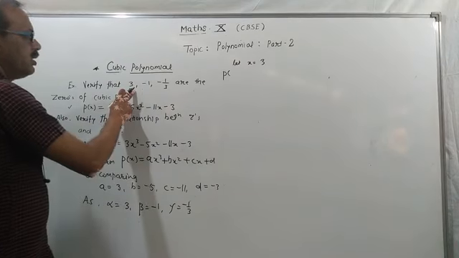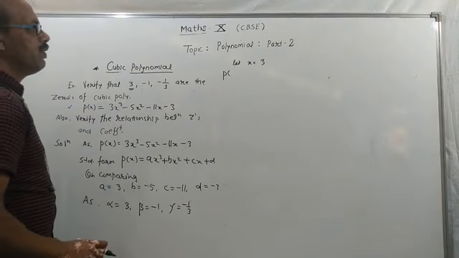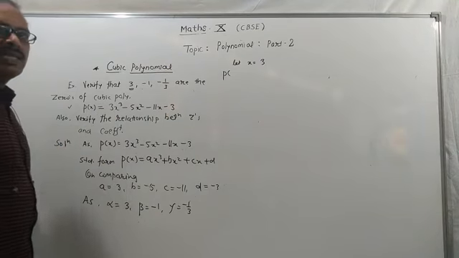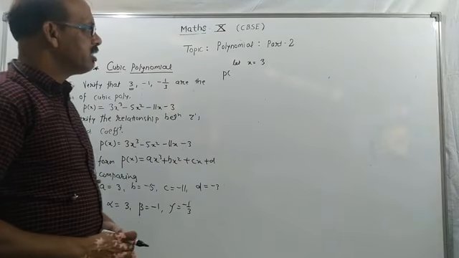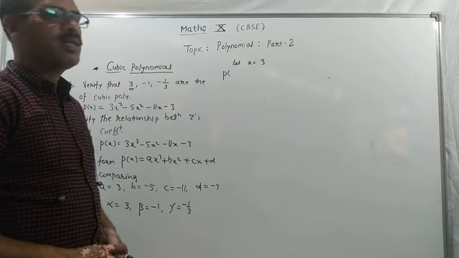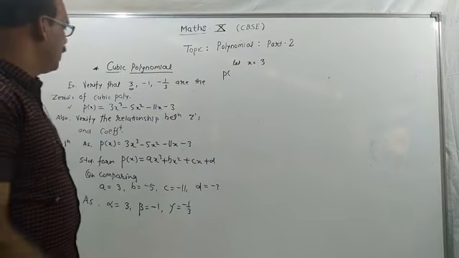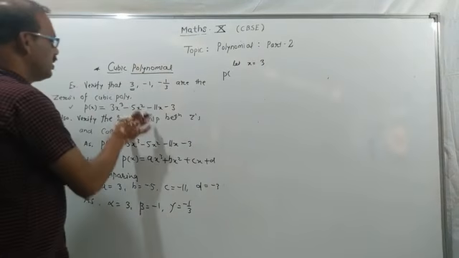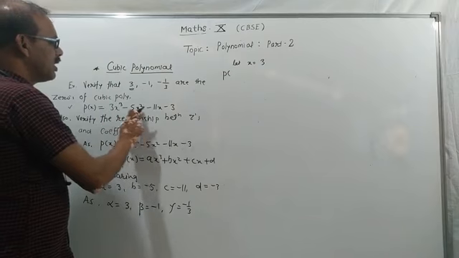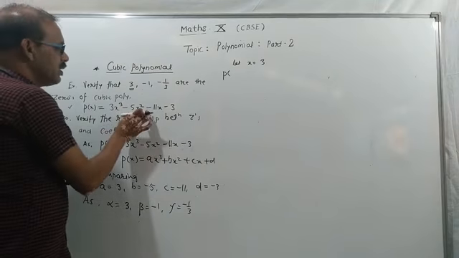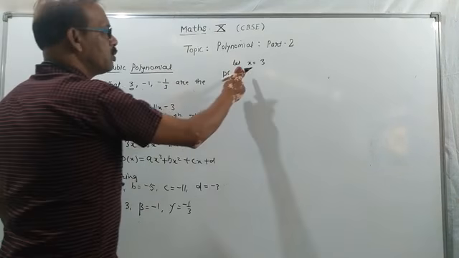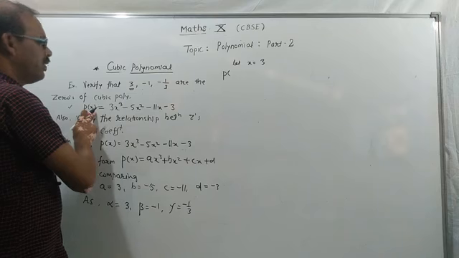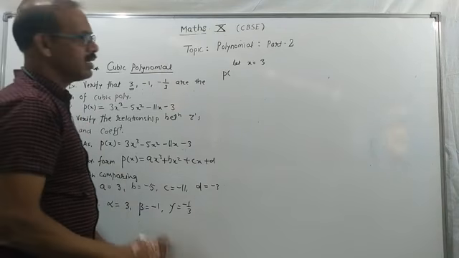If this 3 is a zero of the given polynomial, then we substitute the value of x equal to 3 over here. In the 9th standard, we already studied the zeros of a polynomial. If any value of x is a zero of the given polynomial, then when we substitute it, we get the RHS as 0. If we get RHS as 0 after substituting the value of x, then this value of x is said to be a zero of the given polynomial. Otherwise, it is not.